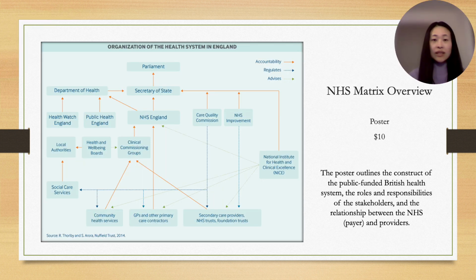The next item is a poster that outlines the construct of the public-funded British health system, the roles and responsibilities of the stakeholders, and the relationship between the NHS and providers. This is a good artifact to take home for anyone who is interested in getting a quick overview of this publicly funded and operated health system.